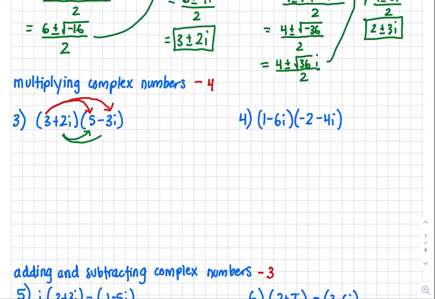So when you do the red, you do 3 times 5, which is 15. 3 times negative 3i is negative 9i. Now we're doing the first green one. 2i times 5 is 10i. 2i times negative 3i. So do each part first, okay? Break it up. 2 times negative 3 is negative 6. i times i, not 2i, i to the second power. Now, i to the second power, if you guys recall, i to the second is equal to negative 1.